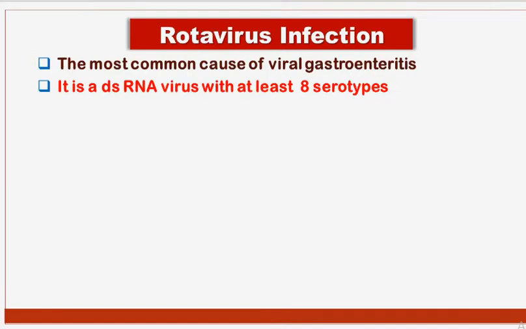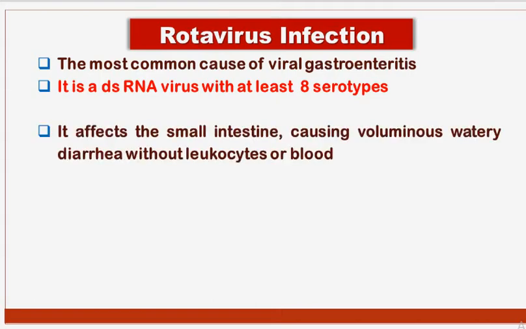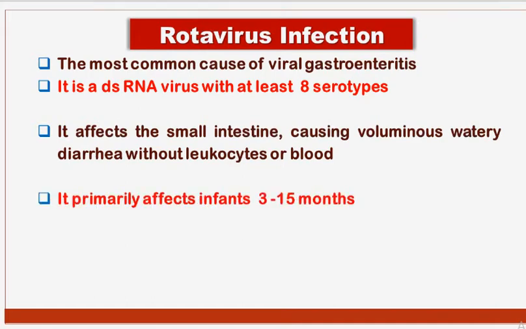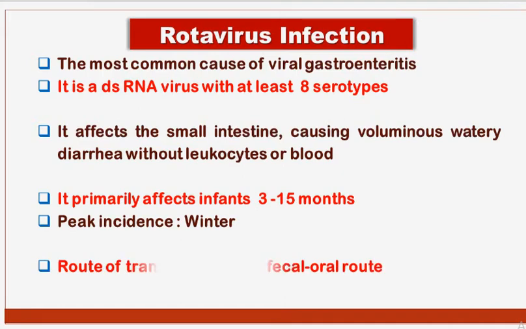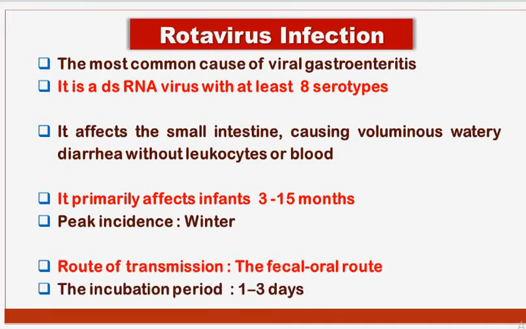It is a double-stranded RNA virus with several serotypes. It affects the small intestine, so it causes a small bowel diarrhea. That's why it causes voluminous and watery diarrhea without leukocytes or blood. It may affect infants from 3 to 15 months of age, and its peak incidence is during winter, not during summer. The route of transmission, of course, is the fecal-oral route, and its incubation period is 1 to 3 days.